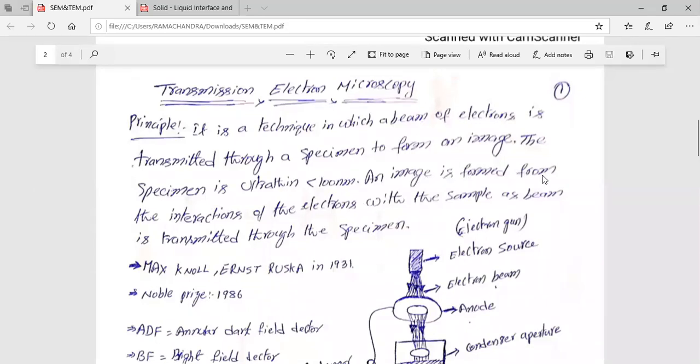An image is formed from the interactions of the electrons with the sample as a beam is transmitted through the specimen. So what this principle says is that the electrons are passed through the specimen. Whenever the electrons reach the specimen, then we detect the image of the specimen by using the transmission electron microscope. The electrons are transmitted through the specimen, and only then do we detect the image of the particle.